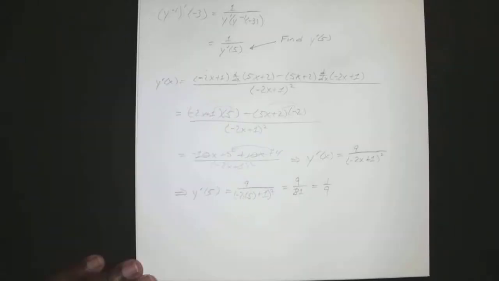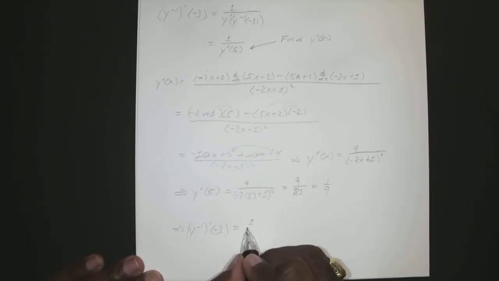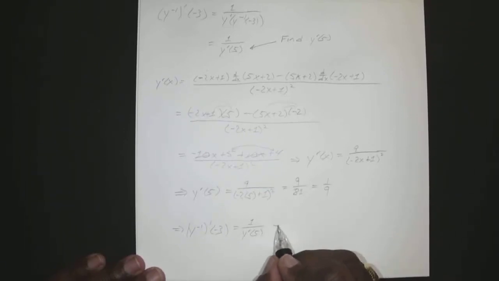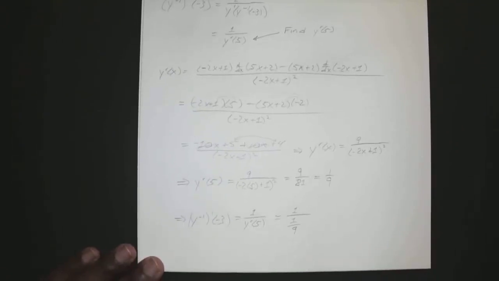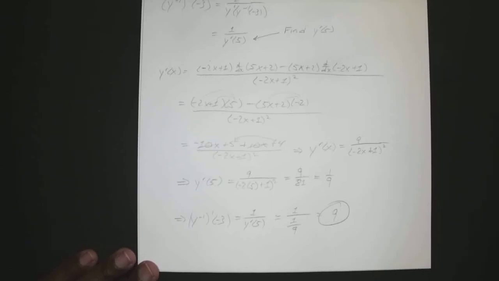Okay, so just recapping what we have up here, y inverse prime of negative 3, we already figured that was 1 over y prime of 5, which is equal to 1 over 1/9, which just becomes 9.